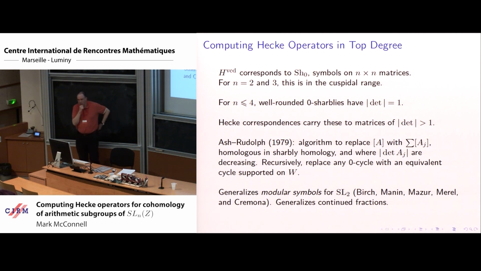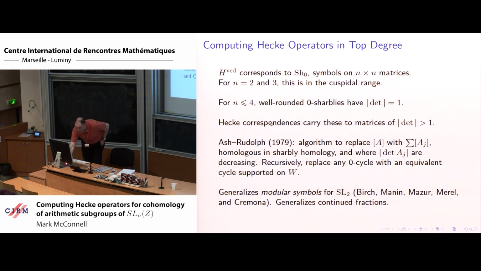Another advantage is that for n less than or equal to 4, all the well-rounded square matrices will have determinant plus or minus 1. That's not going to be true starting at n equals 5. Voronoi knew that the minimal Voronoi cones already start to have either determinant 1 or 2 at n equals 5, and then more beyond that. But one would have to deal with that in n equals 5.